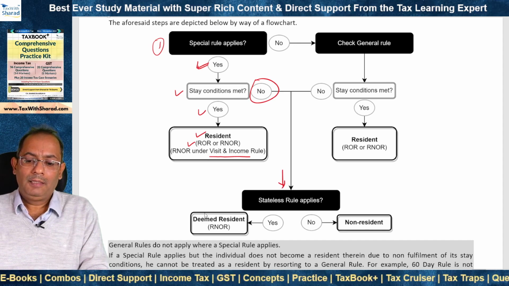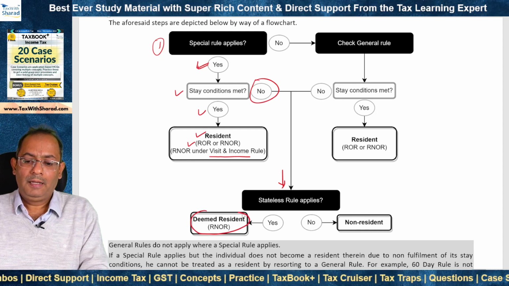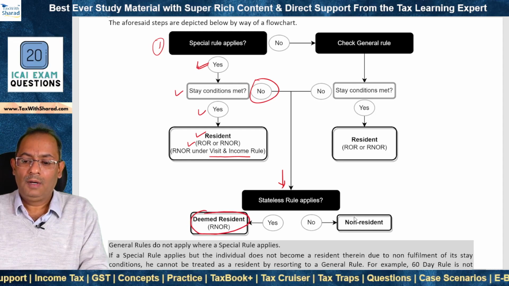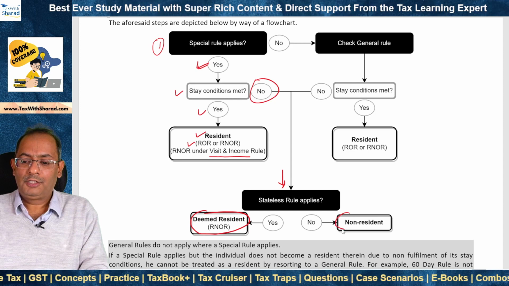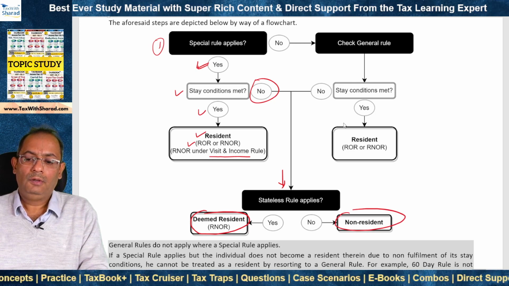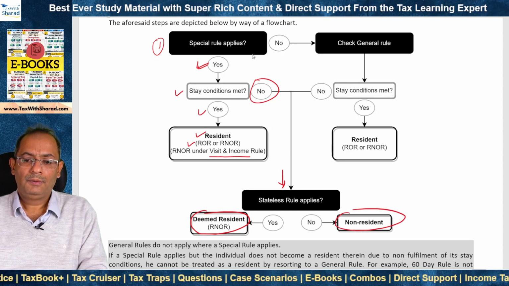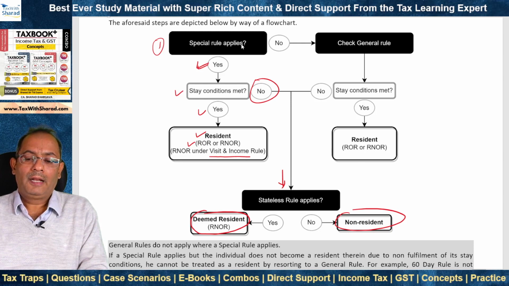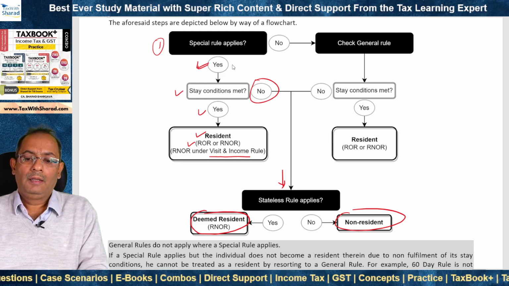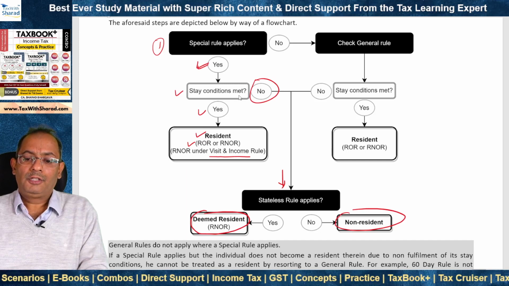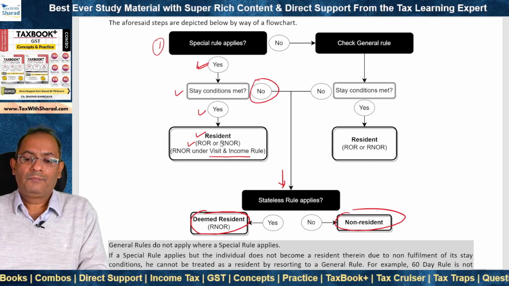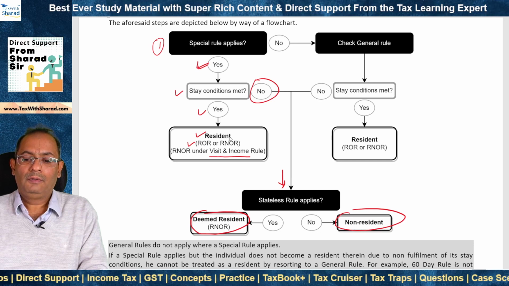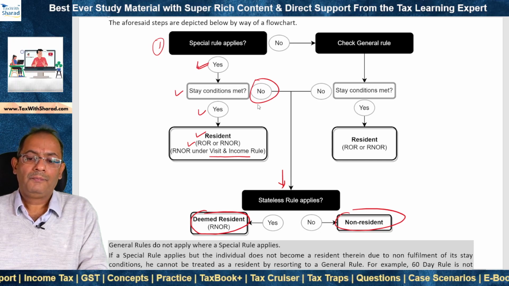If it's applicable, then the person is deemed resident and classified as RNOR, else the residential status of a person is that of a non-resident. Okay. So we need to check whether a special rule criteria is met or not, and then the stay conditions therein are met or not. If yes, then the classification is that of a resident or ROR, RNOR.